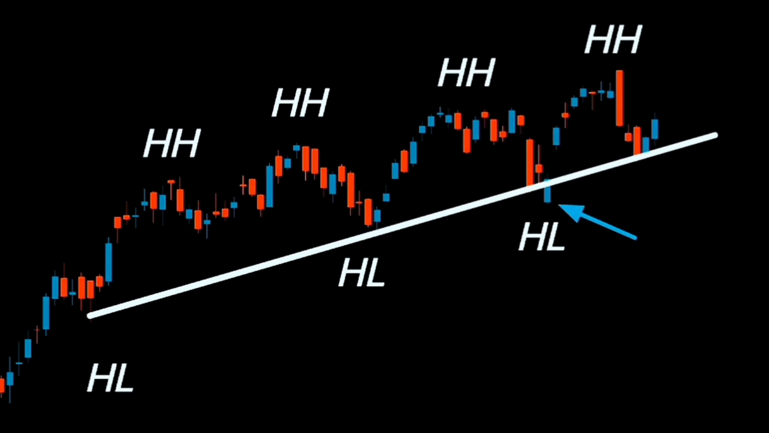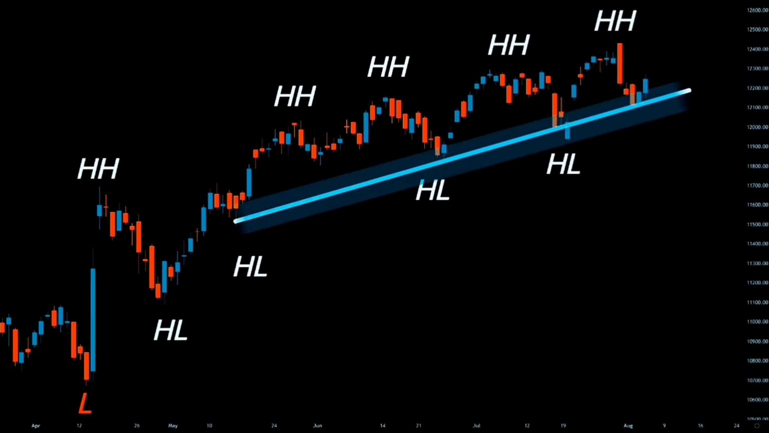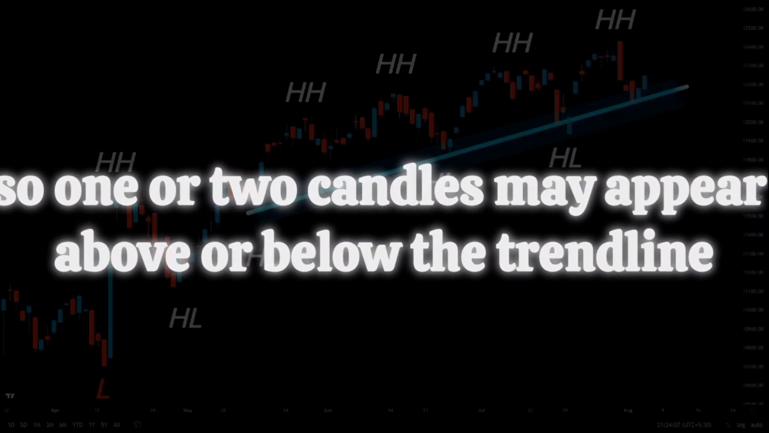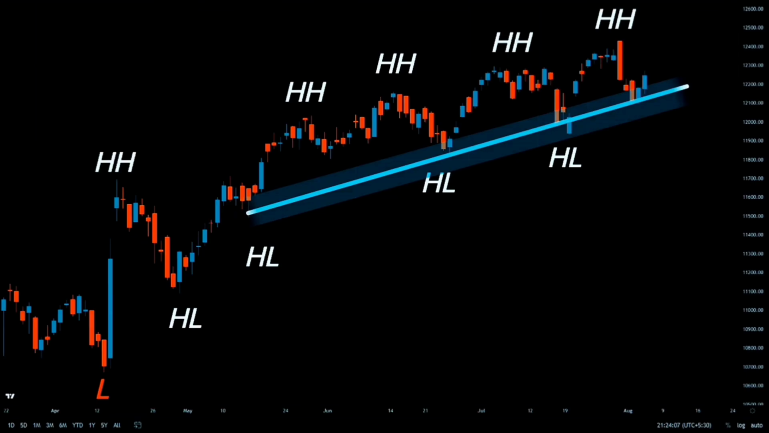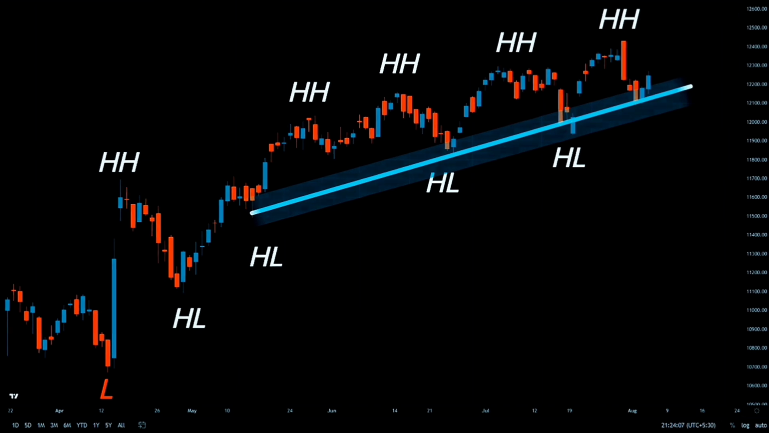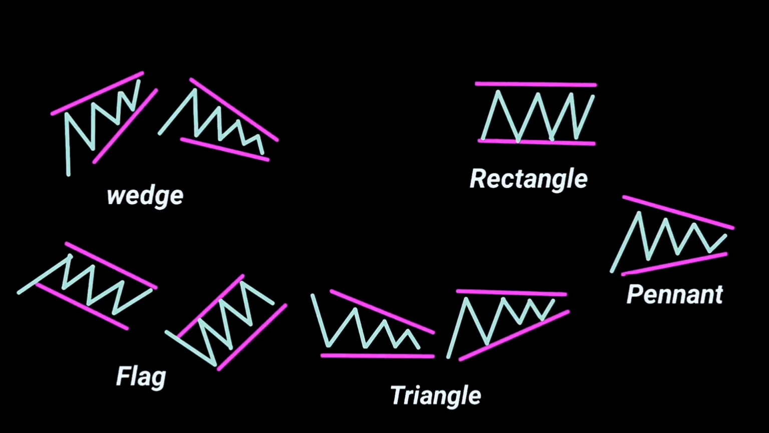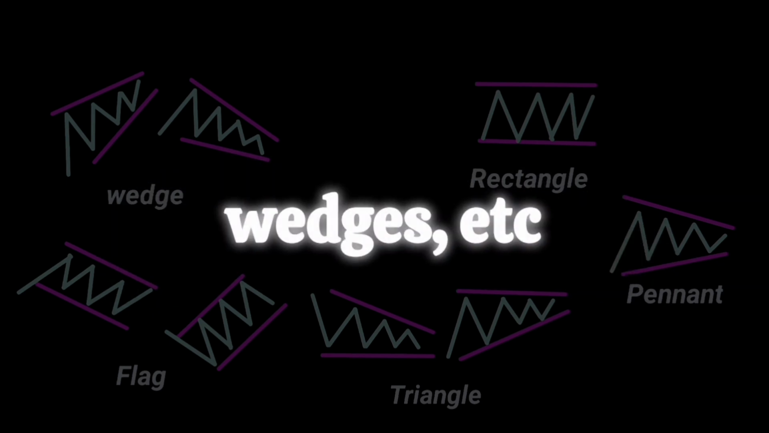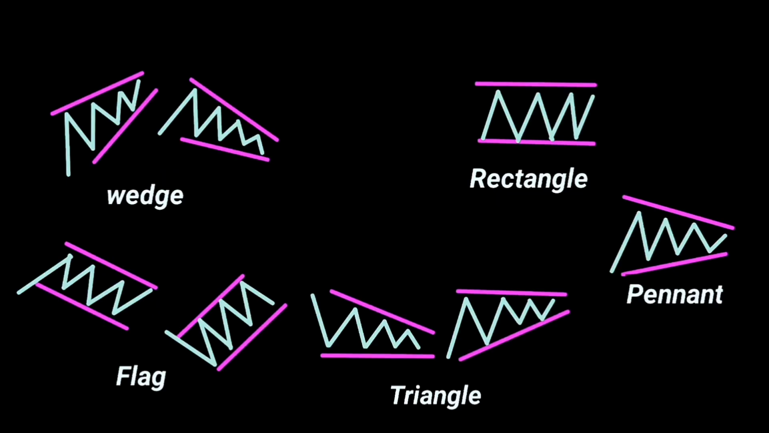Let me clarify. A trend line is not a straight line, indicating that the price will strictly move up or down from that point. It represents a zone or a potential area, so 1 or 2 candles may appear above or below the trend line, which is absolutely fine. Now that we've learned how to draw a trend line, let's use it to identify breakout patterns. There are several types of breakout patterns, such as flags, rectangles, triangles, pennants, wedges, etc. We'll discuss each of these patterns one by one.